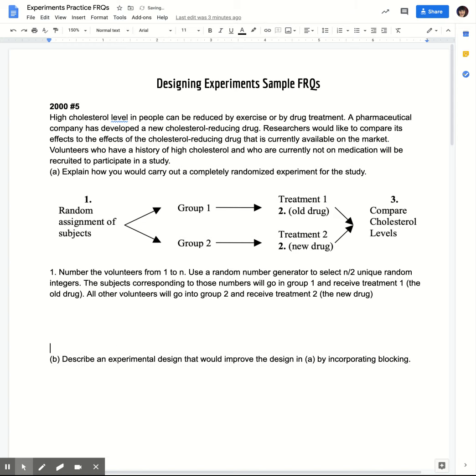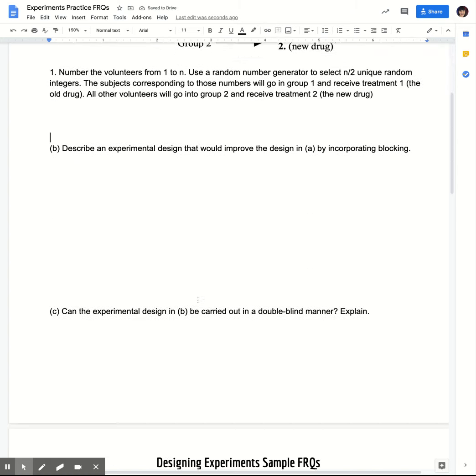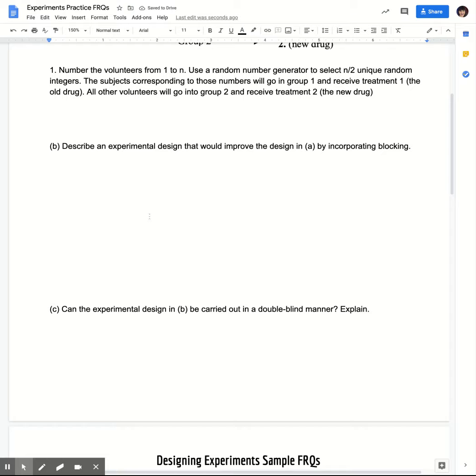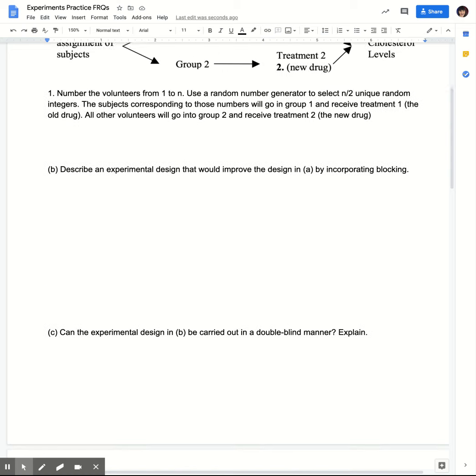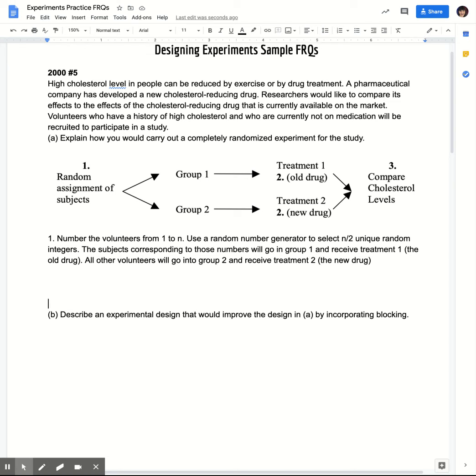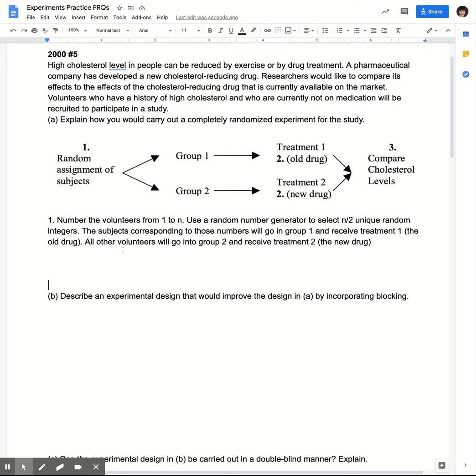All right, so let's go ahead and look at part B here, which says, describe an experimental design that would improve the design in part A by incorporating blocking. Okay, so remember, when you block something, before you randomly assign subjects to treatments, you have to split them into homogeneous groups. Meaning everyone placed in a particular group should have something in common with everybody else in the group. They should have a common trait.